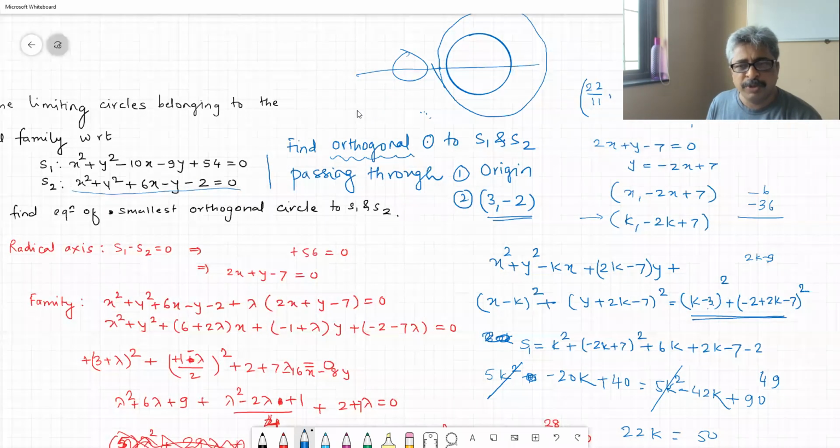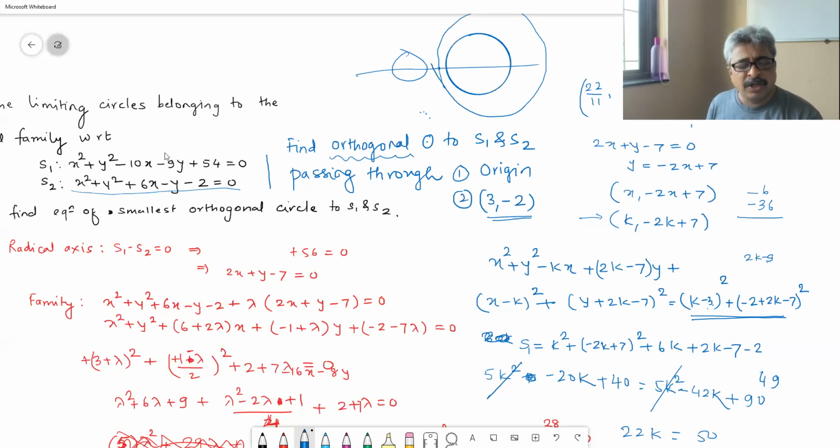The best method seems to be you quickly find out the radical axis, which happens to be 2x plus y minus 7 is equal to 0. Therefore, y is equal to minus 2x plus 7. If you put any parameter for x which is k, then (k, minus 2k plus 7) is a point on the radical axis that will be the center of the required circle. Now from this center with S2, because numbers in S2 are a little smaller, you find out the length of tangent square.